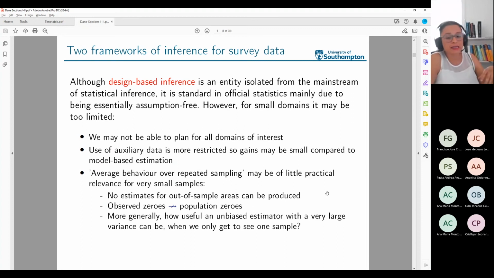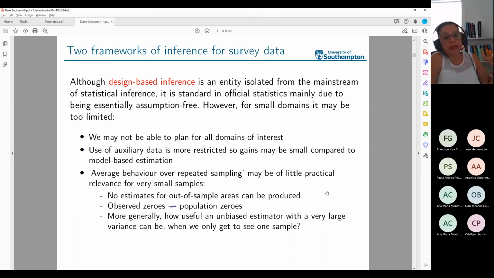However, it is still the gold standard in terms of statistical inference for survey sampling. It is still the gold standard for survey sampling in official statistics in particular. Now, it has some drawbacks that I'm going to try to describe later on, and some of those drawbacks are even more difficult to deal with in the case of small area estimation, in the case of estimation of domains. So let me go to some of those.